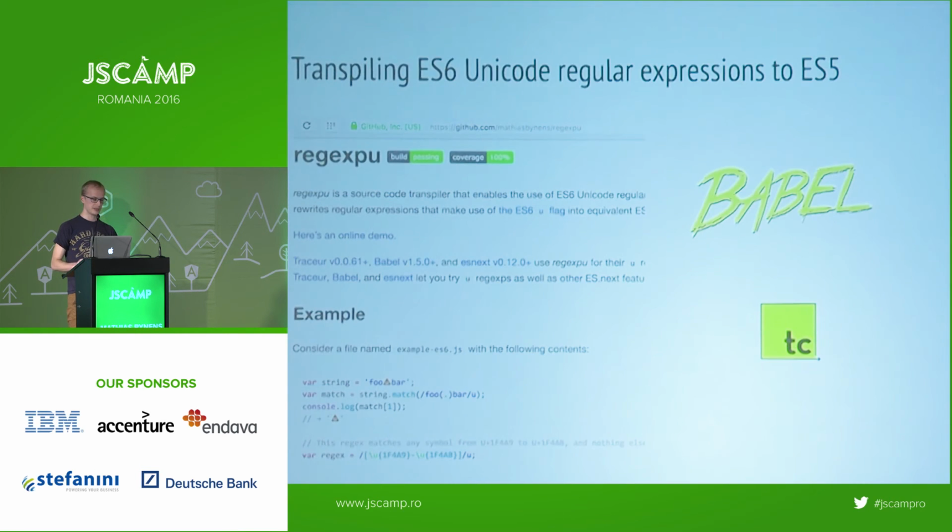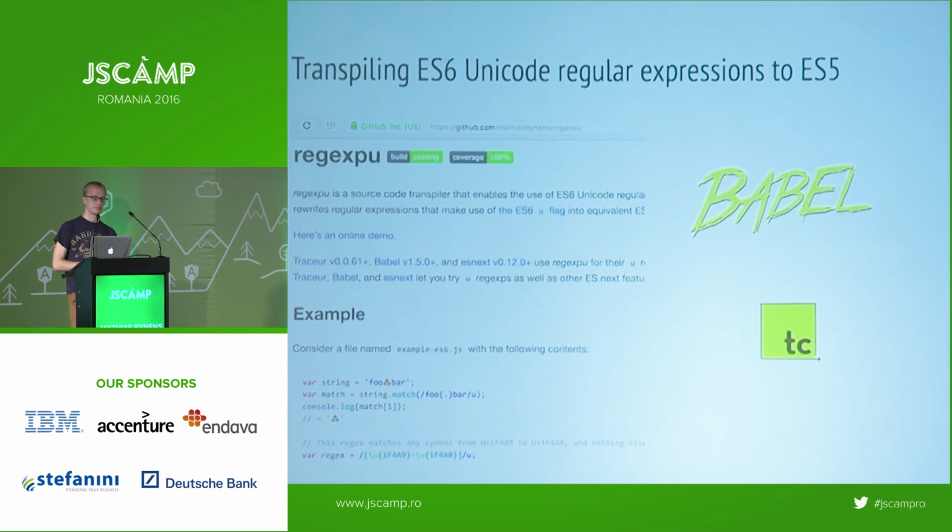Well, I created a transpiler called regexpu, which enables these regular expressions with the Unicode flag. It translates them into equivalent but slightly longer regular expressions that are compatible with ECMAScript 5. So it allows you to write the code based on ECMAScript 6 using the U flag, and it will automatically convert your regular expressions to something that works today in all environments for you.